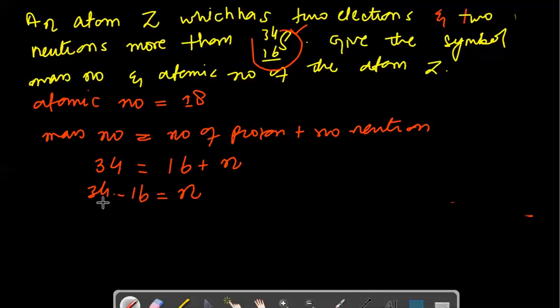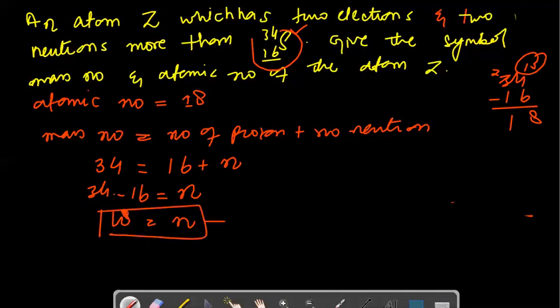The answer would be 34 minus 16, which would be equal to 18. So how many neutrons would be in this? N is equal to 18. So S has 18 neutrons, whereas Z has 2 more neutrons than the S.